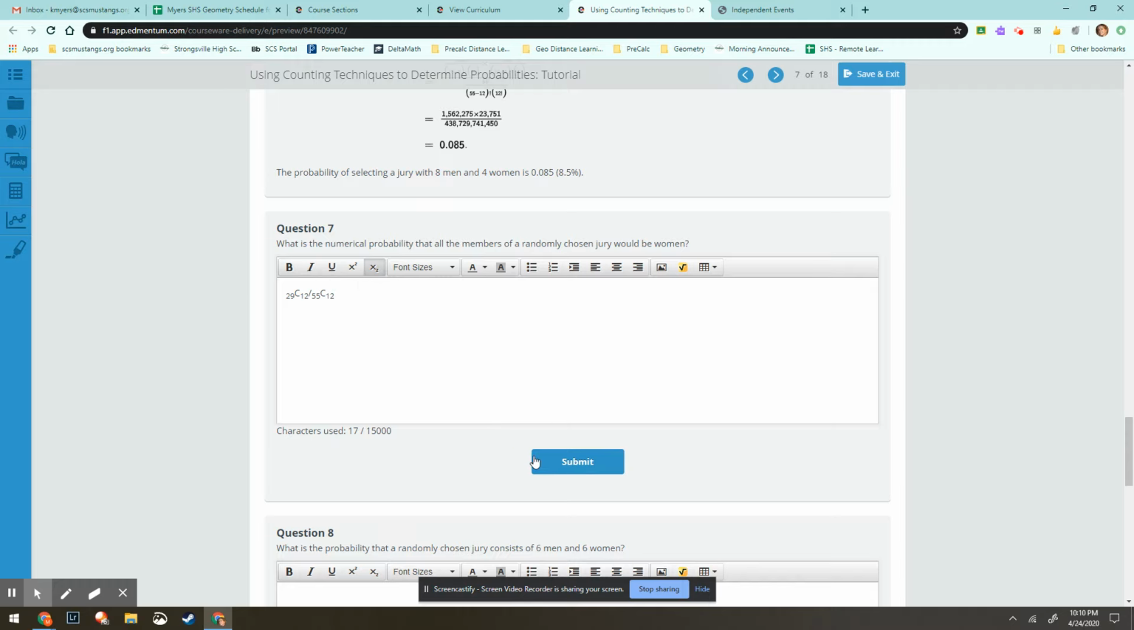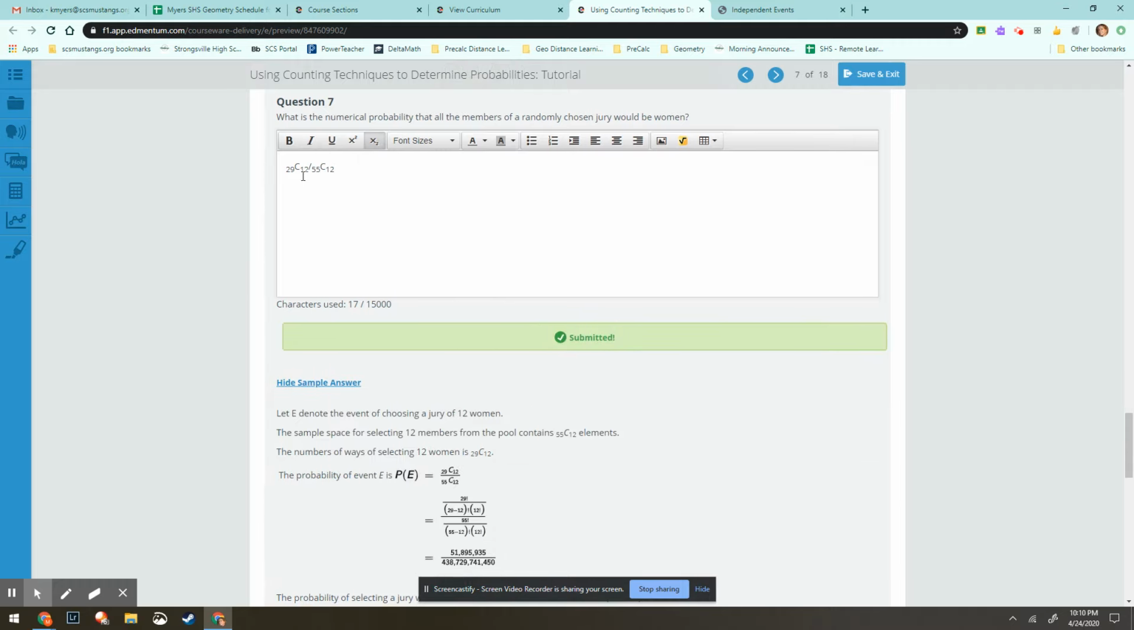Again, this is going to be a calculator problem to work out. Whenever you're doing this, just make sure you put parentheses. I'll even do that up here so that we remember.